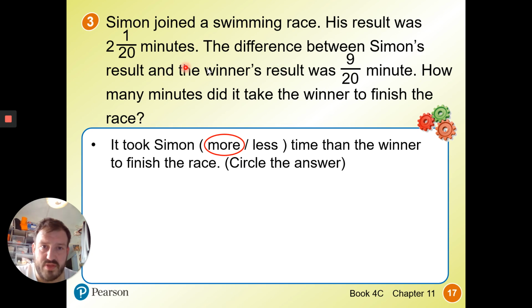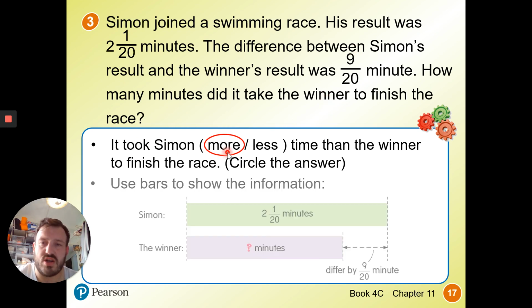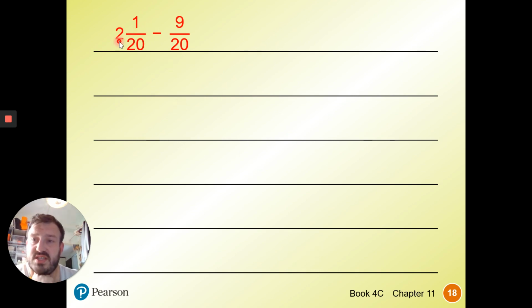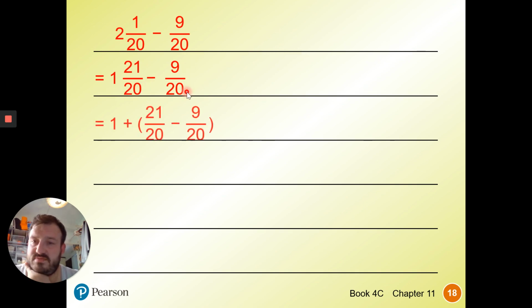The difference between Simon's result and the winner, so Simon wasn't the winner, was 9/20 of a minute. So it meant that he took longer. So here's Simon's time, and then we can see how much faster the winner was. So how do we work this out? 2 and 1/20 minus 9/20. So we're going to have to steal from this number here and turn it into an improper fraction. So we've got 1 and 21/20 minus 9/20.